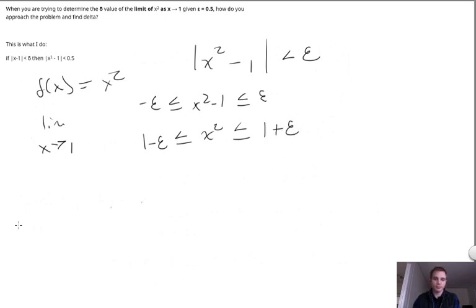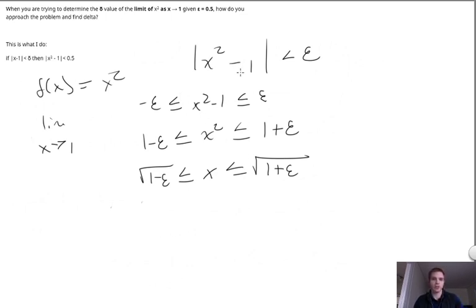And then we'll take the square root. The square root of a positive number should always be less than it. So this will still be true. So we'll get root 1 minus epsilon less than or equal to x, which is less than or equal to square root of 1 plus epsilon. Let me just make sure x squared. If this is less than x squared, then it would also be less than the square root. Okay.